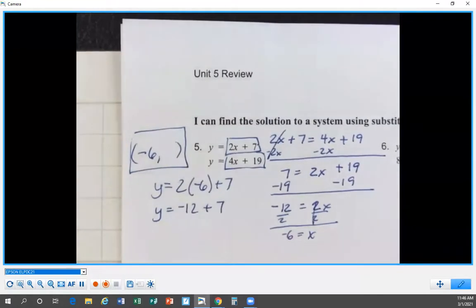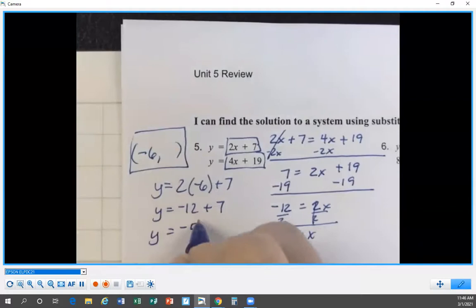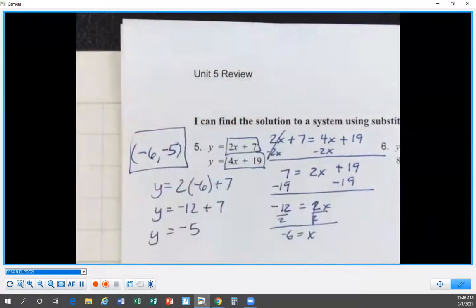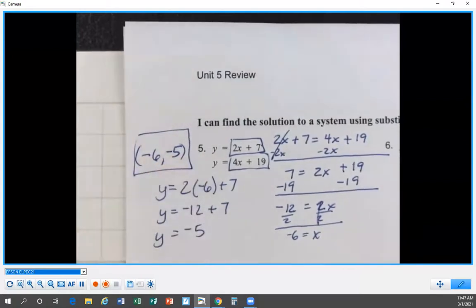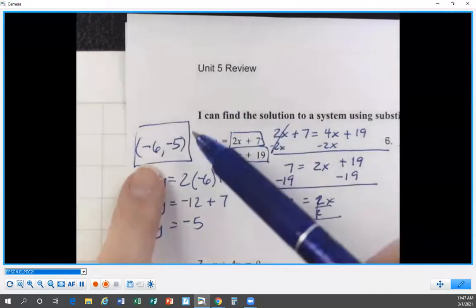So y equals negative 12 plus 7. Y equals negative 5. And we would check that algebraically, plug it into both equations, make sure when x is negative 6, y is negative 5. Okay, let's go ahead and do that just very quickly.